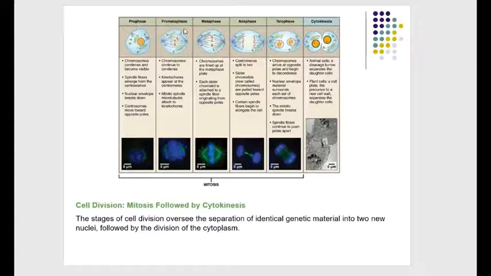Okay, so the next stage we're going to go on to is metaphase. Metaphase I think of as meat in the middle. Okay, so what happens in metaphase is that those chromosomes are all going to line up on the metaphase plate in the middle. So each sister chromatid is attached to a spindle fiber in the middle, and they are going to be attached at opposite poles.